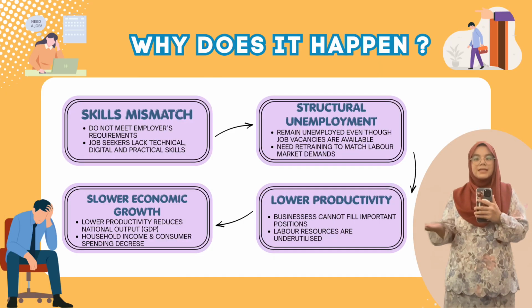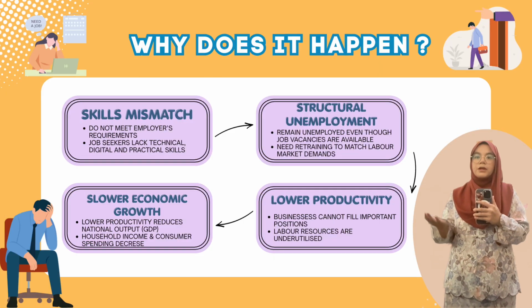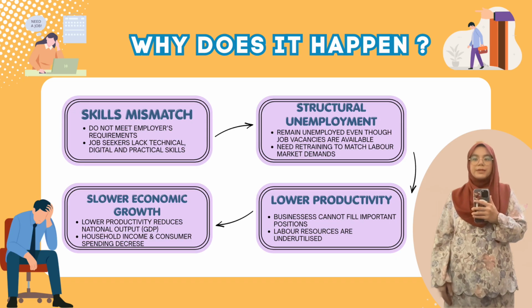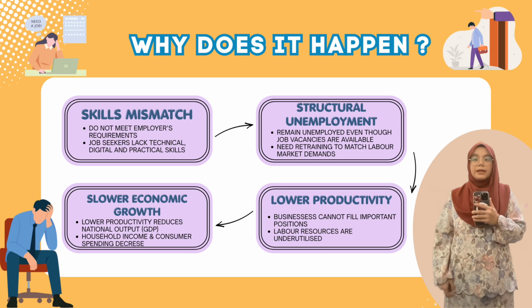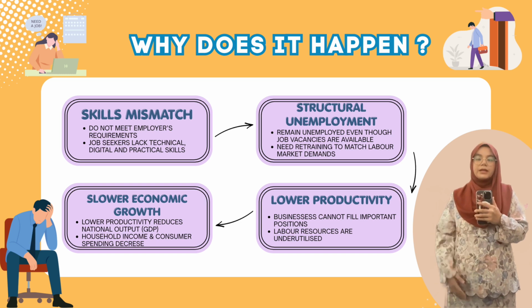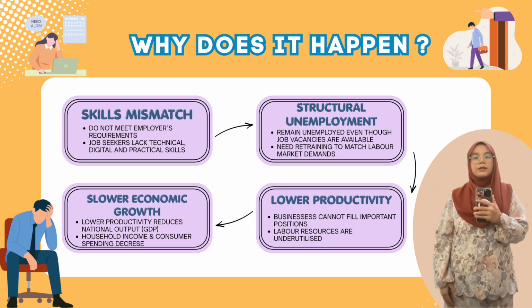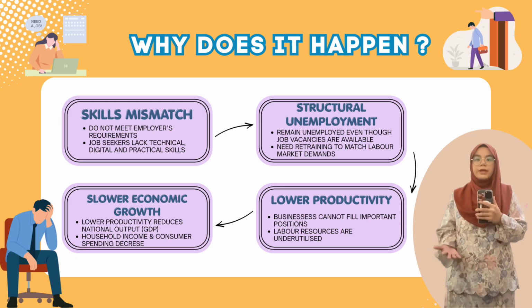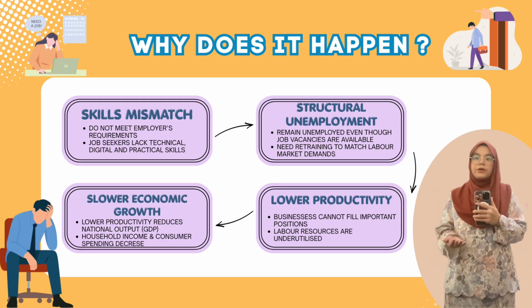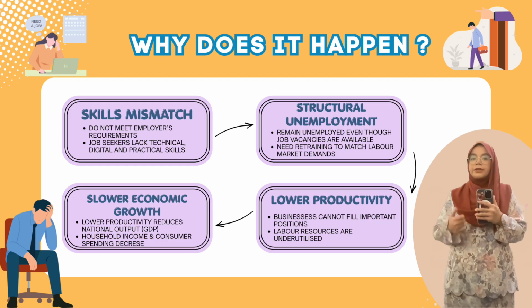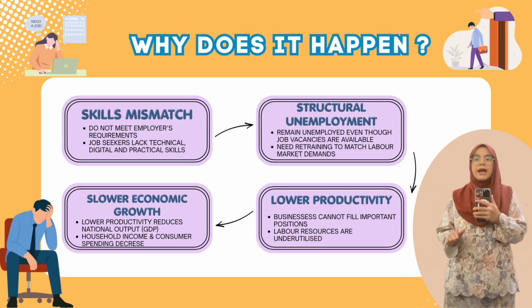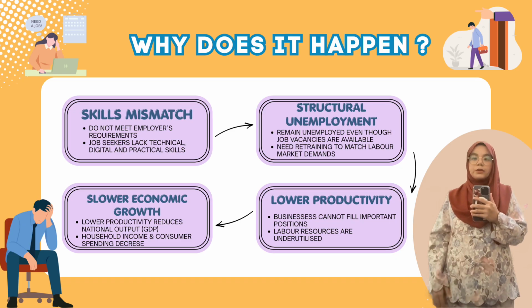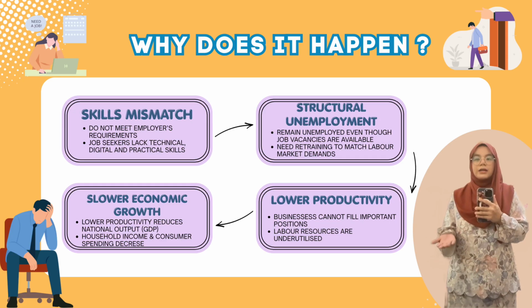So next, this slide explains how structural unemployment occurs. It begins with skill mismatch, where many job seekers do not meet employers' requirements because they lack technical, digital, and practical skills. As a result, structural unemployment occurs. Even though job vacancies are available, many workers remain unemployed because they need retraining or upskilling before they can meet the labor demands. This situation leads to lower productivity as businesses cannot fill important positions and labor resources are underutilized.